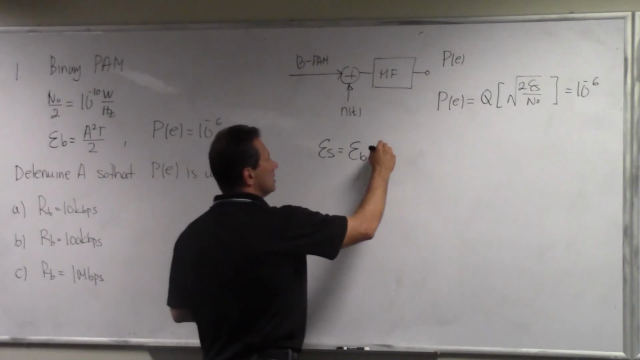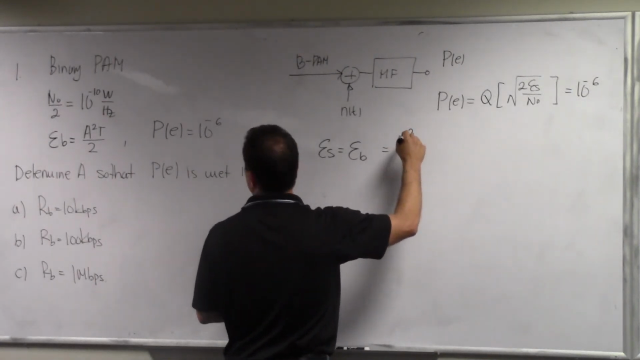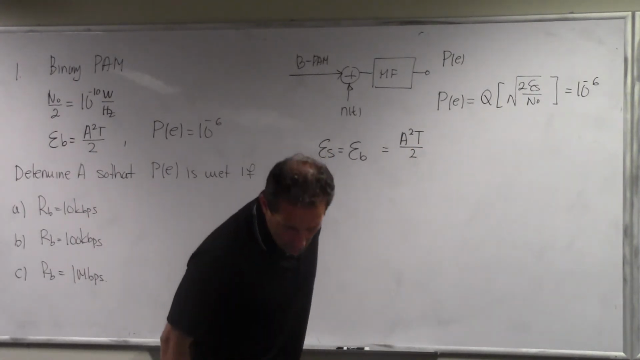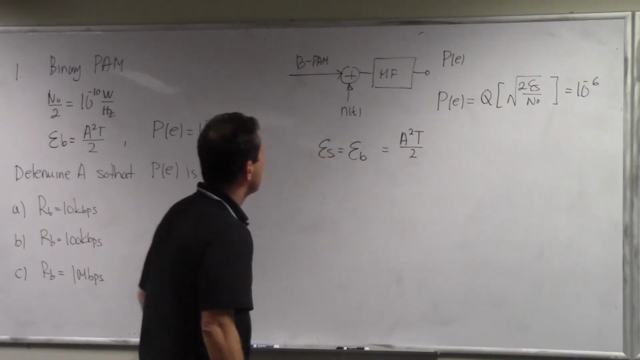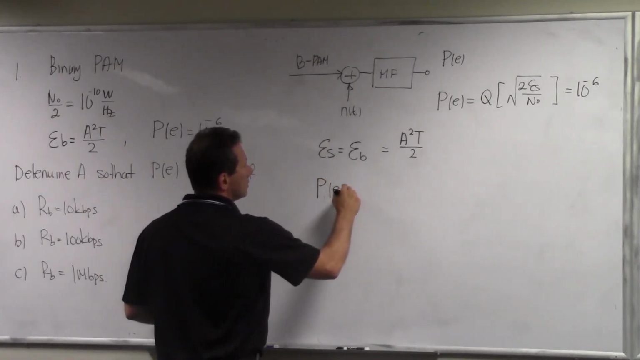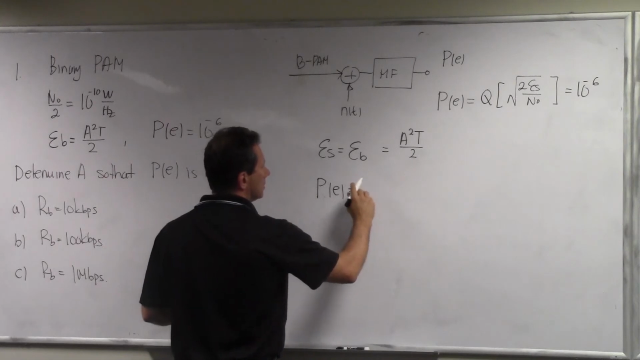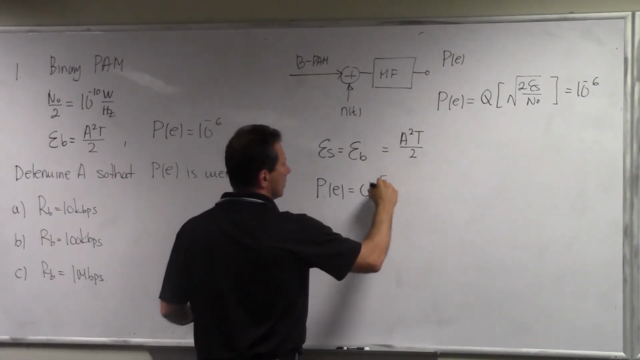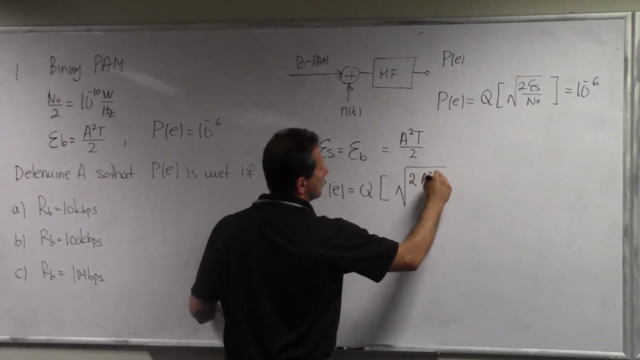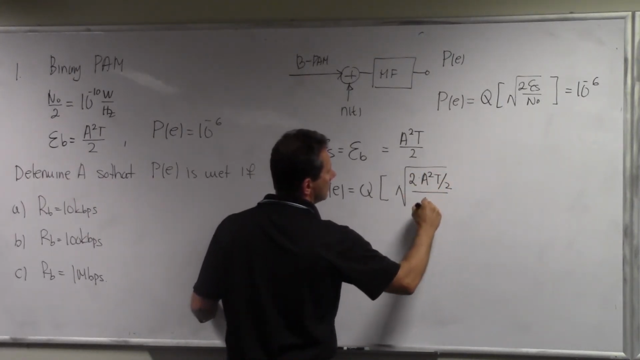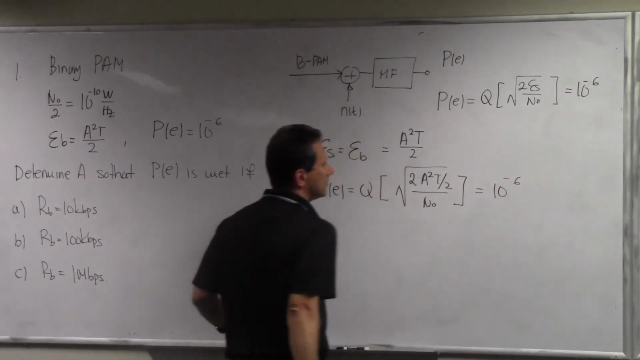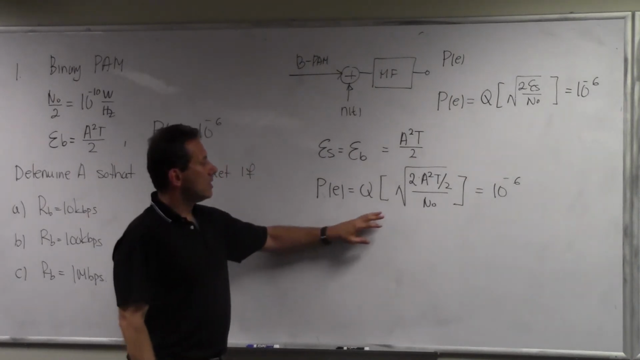And in our case, this is given as A squared T over 2. That's what's given. So if probability of error is equal to 10 to the minus 6, it becomes Q of square root of 2 times A squared T over 2 divided by N0. And this has to be equal to 10 to the minus 6. So now we have everything.